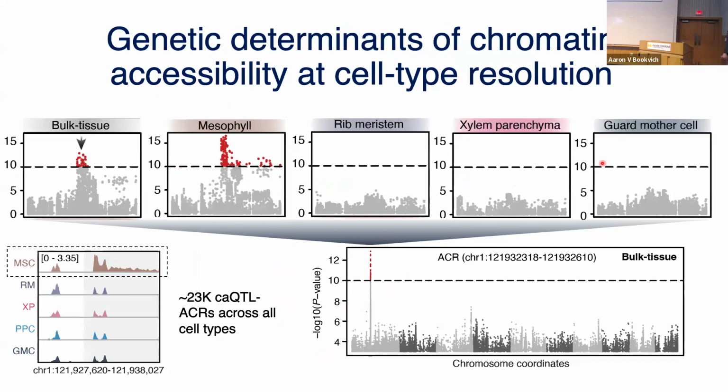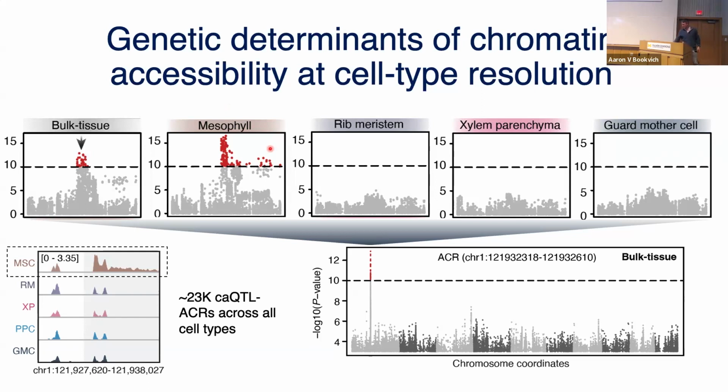And just like the bulk scenario, we can also identify chromatin QTL in specific cell types. And this was actually quite interesting to us because it turns out that most of the chromatin QTL that we identify are very cell type specific. So for example, here's a QTL that we find in bulk tissue. And then when we look in different cell contexts, we only find this QTL present within mesophyll. So it turns out that the cell context is an important determinant of how these variants that affect accessibility are able to manifest.